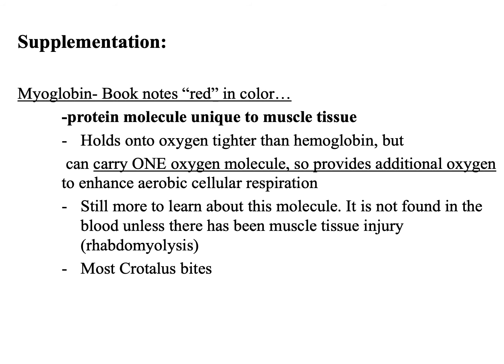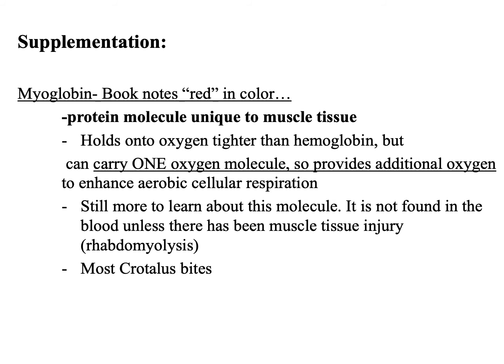All right, we have a cool molecule inside of our muscles that's only in our muscles. It's called myoglobin. This guy holds on to oxygen tighter than the hemoglobin. He can only carry 1 oxygen molecule, but he offers a little additional oxygen to help that mitochondria out. There's a lot that we have to learn about this molecule still, but I think I mentioned at the beginning where I talked about myo and mys and rhabdo are all about muscles. Well, rhabdo is specifically skeletal muscles, but when you start to break down skeletal muscle, that's called rhabdomyolysis.